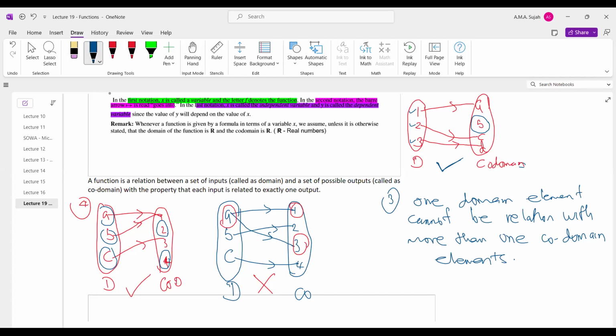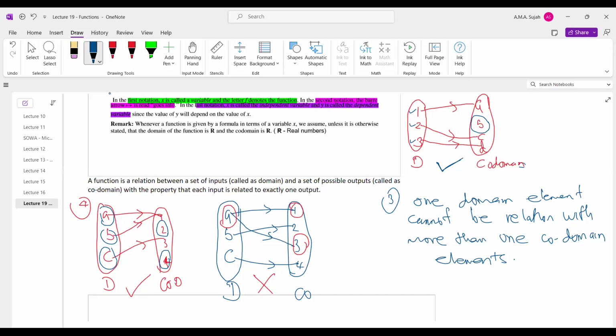The third thing you need to check is whether any domain element has a relation with more than one codomain element. In this scenario, A goes to only one, B only to one, C only to one. If I draw this extra line, what will happen? One domain element has a relation with more than one codomain element. So it's not possible, and then it is not considered a function. If I remove this one, now the third condition is correct: each element in the domain only has a relation with one codomain element.